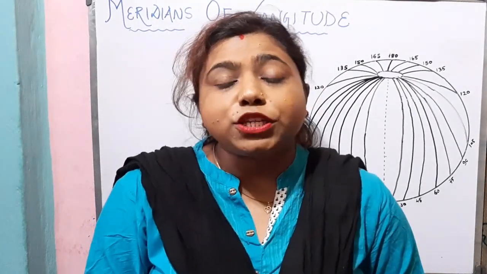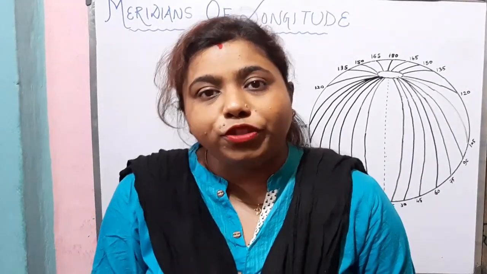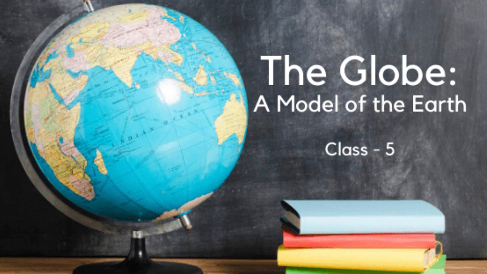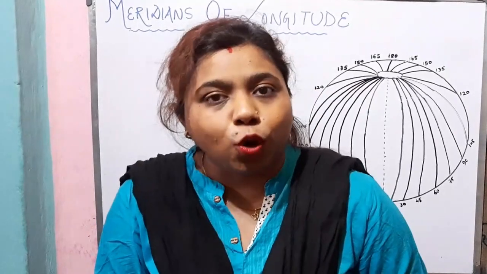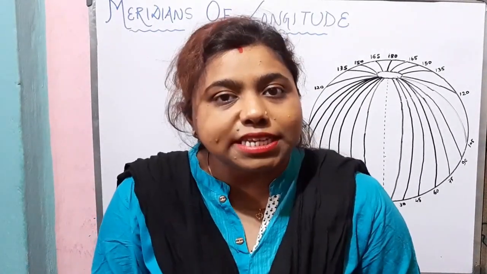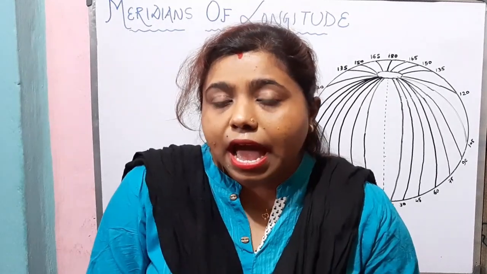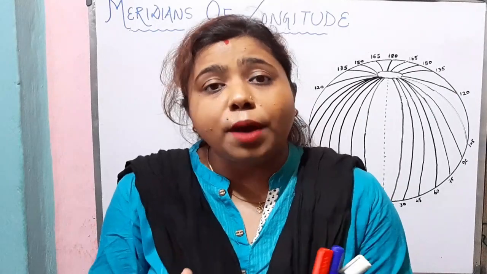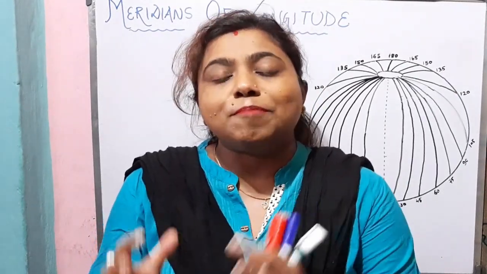This is your DJ ma'am and today we will continue with the chapter of the globe, a model of the earth for class 5. Let us recapitulate the topics that we have covered in our earlier videos. We have discussed the globe, its advantages and disadvantages, the shape of the earth, and some imaginary lines, that is axis, equator, and also the latitudes. We have also discussed the features of the latitudes and the important parallels of latitudes. Today we will move ahead and learn about some other important imaginary lines.